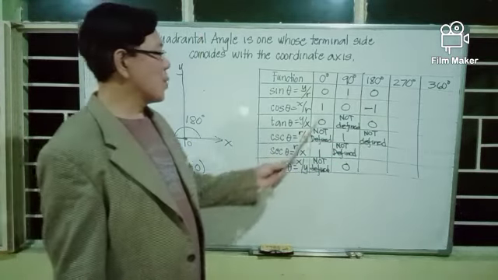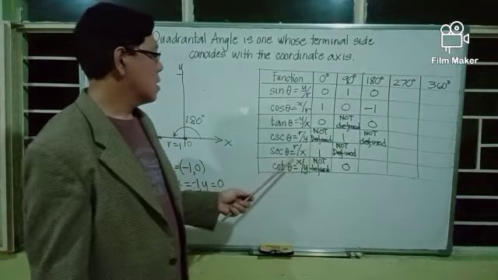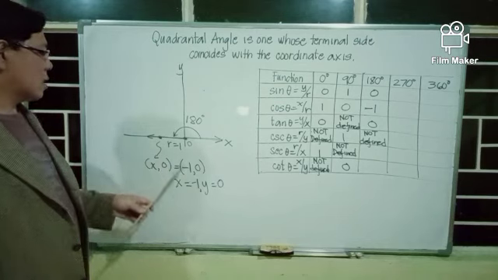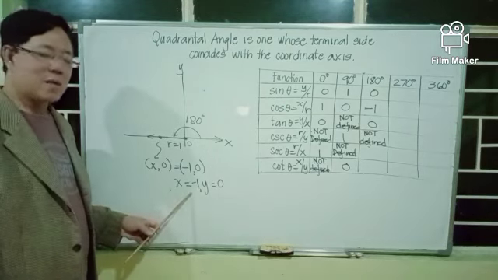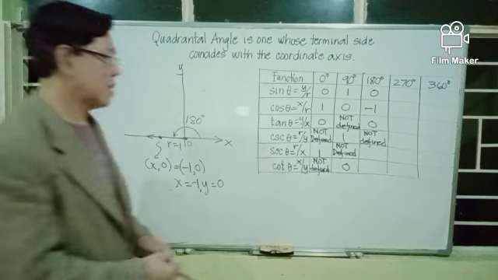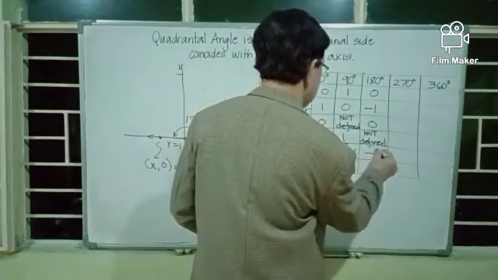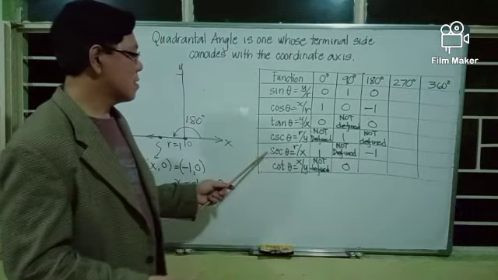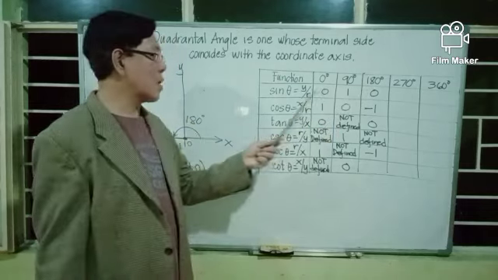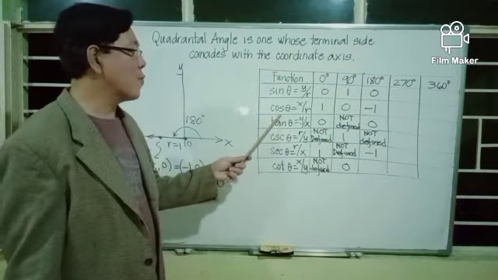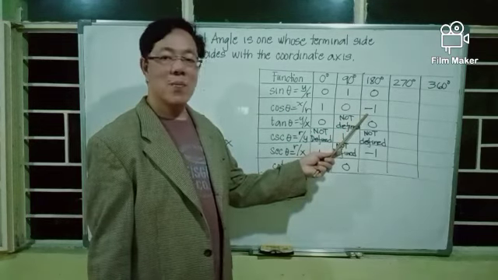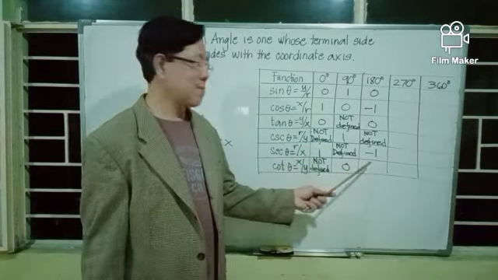Now, secant of 180 degrees is r over x. R is 1. X is negative 1. 1 divided by negative 1 is negative 1. Or secant of 180 degrees is the reciprocal of the value of cosine of 180 degrees, which is negative 1. And the reciprocal of negative 1 is negative 1.